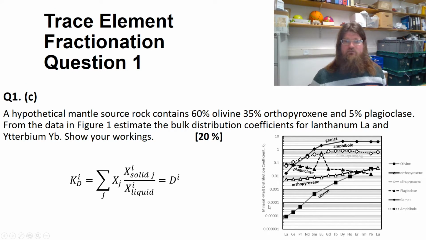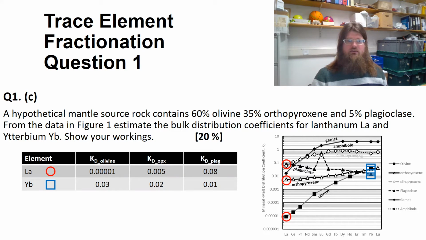We're taking the mineral melt distribution coefficient, that's this part here, so that's the concentration in the solid phase, phase j, where j is the different mineral, divided by the liquid concentration, times the proportion of each of these solid phases. So let me go through and explain in a little more detail with the actual numbers. We're asking you to read off the graph: what are the mineral melt distribution coefficients for lanthanum? We've got the olivine one here, that's 0.00001, orthopyroxene 0.005, and plagioclase 0.08.